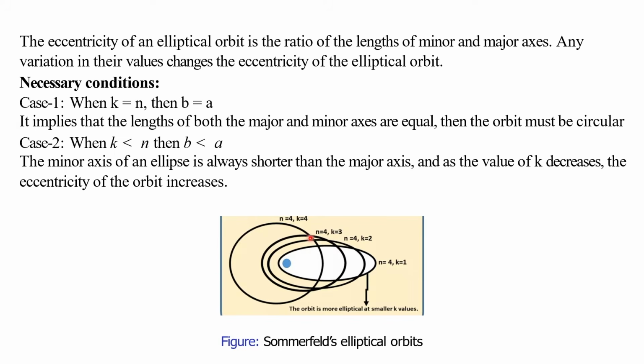You can see that this is for n equals 4 and k equals 3. Next is n equals 4 and k equals 2. This is n equals 4 and k equals 1. So you see the eccentricity increases as k decreases.